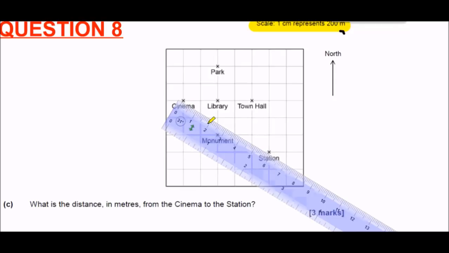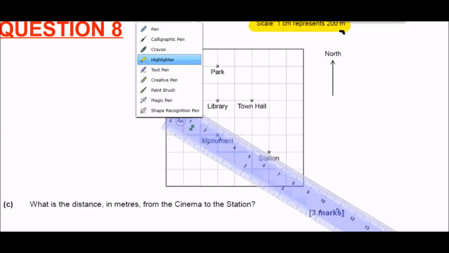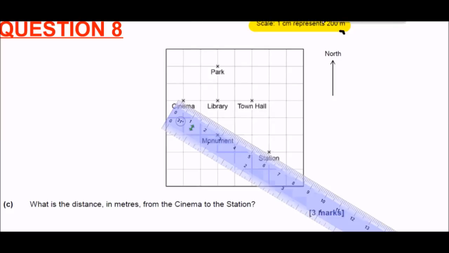Photocopying might vary depending on the settings your teachers used, but what you should find, roughly speaking, is that from the cinema to the station on your exam paper it should measure about 5.8. And so if 1 centimetre represents 200 meters, 5.8 would represent 5.8 times 200 meters.